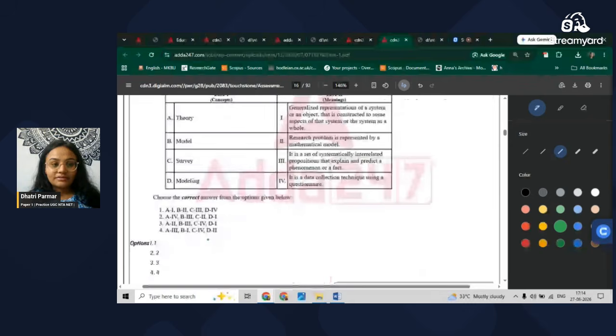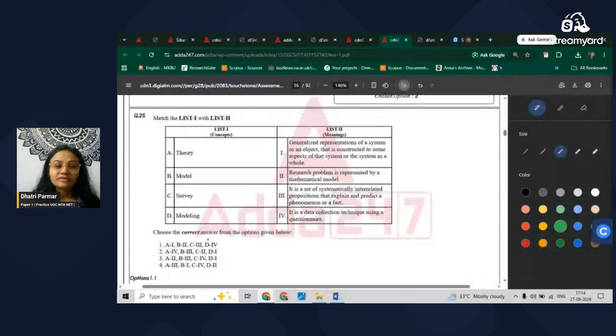Okay, next question is appearing: concept and meaning, we have theory, model, survey, and modeling. Okay, from research aptitude. Generalized representation of a system or an object that is constructed to show some aspect of the system or the system as a whole. Research problem is represented by a mathematical model. Now model here we have a direct connection. Survey: it is a set of systematically interrelated propositions that explain a big phenomenon or a fact. And modeling: it is a data collection technique using a questionnaire. So here is the D, that is survey. I might be mistaken.